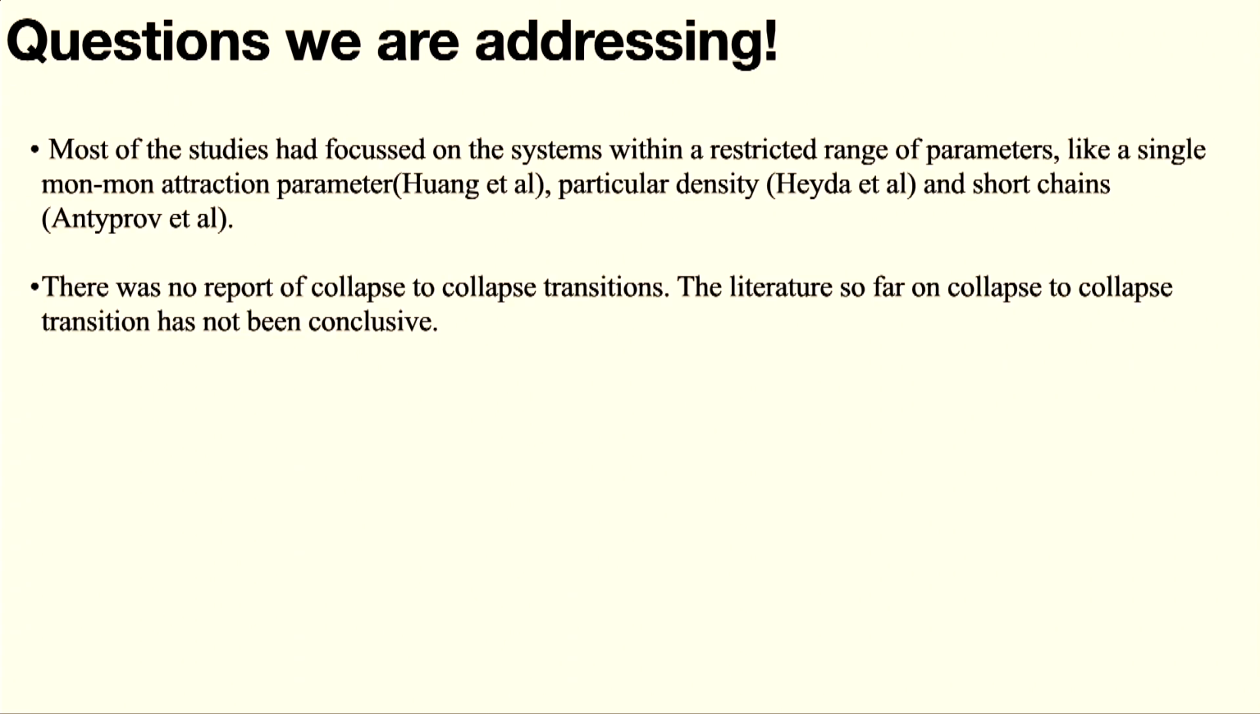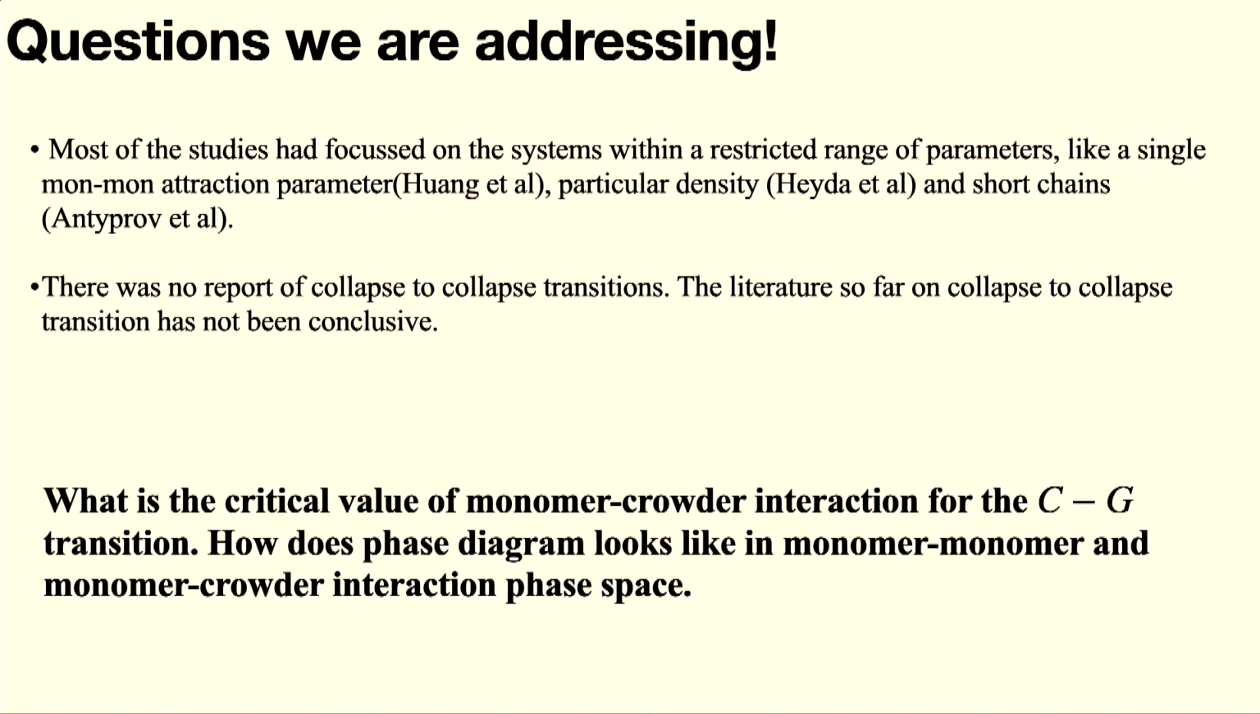The earlier studies I have shown are not complete, in the sense that they have focused on a very restricted range of parameters. For example, some of the studies were restricted to a particular monomer attraction, some to particular densities, and some to short chains. Also, there was no report of a collapse-to-collapse transition in the literature, and this has not been conclusive thus far. Apart from these questions, we are also trying to find the critical value of the attraction between the monomer and the Crowder which gives rise to this transition. So we are constructing a phase diagram for the critical values of the transitions.